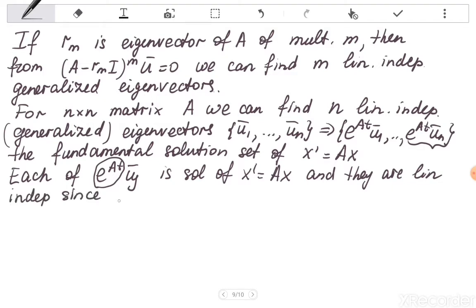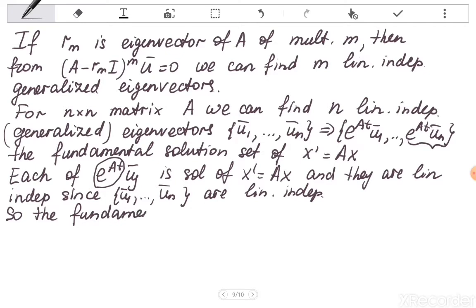So using this set, we can construct a fundamental solution set, so we can construct the general solution for the system, and we can construct the fundamental matrix. So the fundamental matrix X of t can be constructed as a matrix whose columns are these things here.